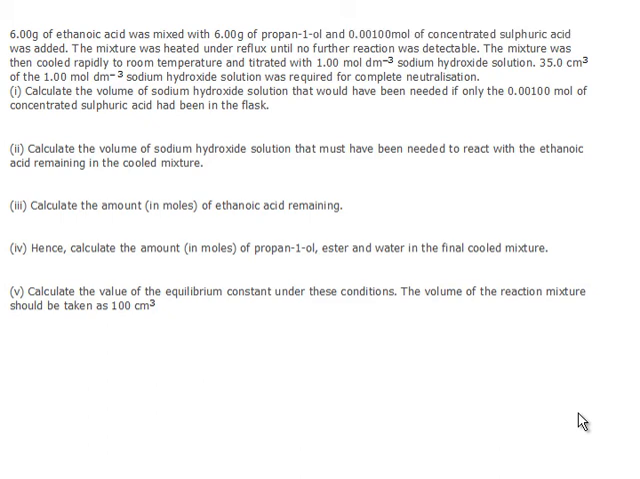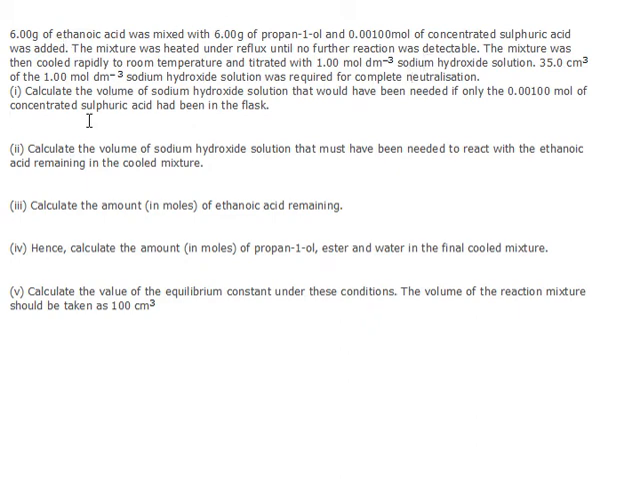Okay, equilibrium question. We're given some details about a reaction between ethanoic acid and propan-1-ol. These will, of course, make propyl ethanoate. We're told that after the mixture was heated, it was then cooled rapidly and titrated with 1 molar sodium hydroxide solution. We know how many moles of concentrated sulfuric acid were added, so we know how much acid needs to be neutralized before we can detect any of the acid from the ethanoic acid mixture with the propan-1-ol.